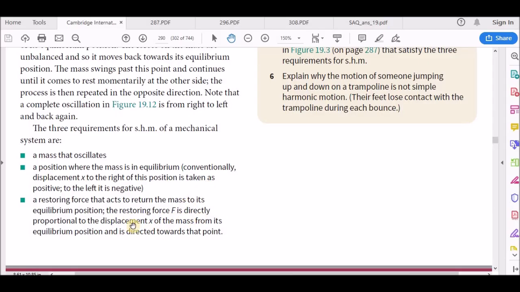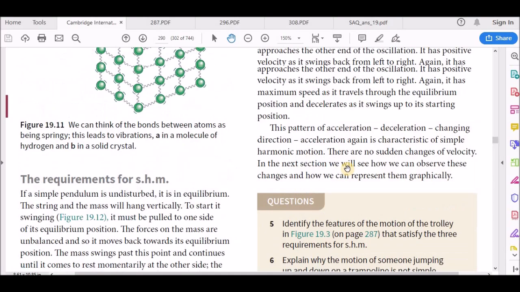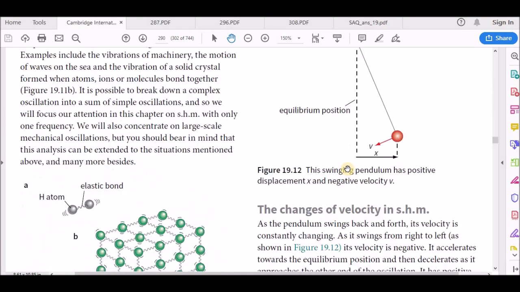The restoring force is directly proportional to the displacement x of the mass from the equilibrium position and is directed towards that point. That point means it's directed towards the equilibrium position. Again, I already explained it. Now if this trolley is to the right side, this spring is compressed, this spring is extended, so the force from both springs will be to the left. And if the trolley was on this side, this spring is compressed, this spring is extended, both forces will be to the right. So always the force is directed towards the equilibrium position. I hope that is clear.